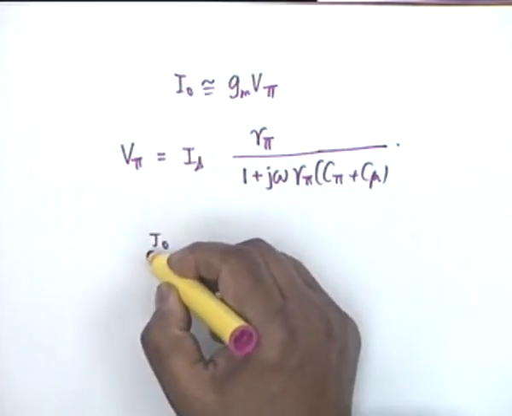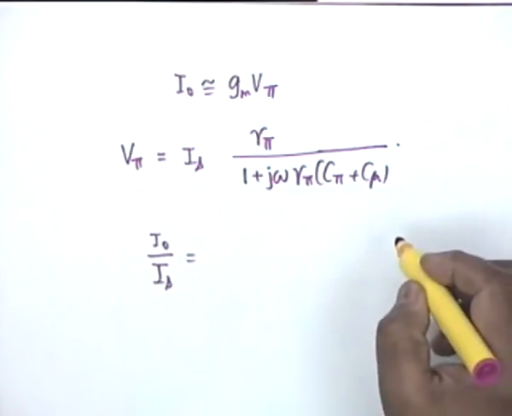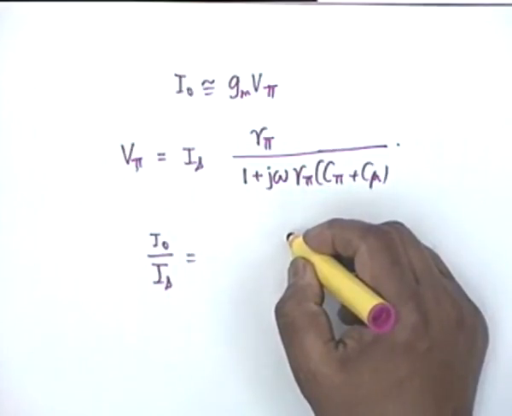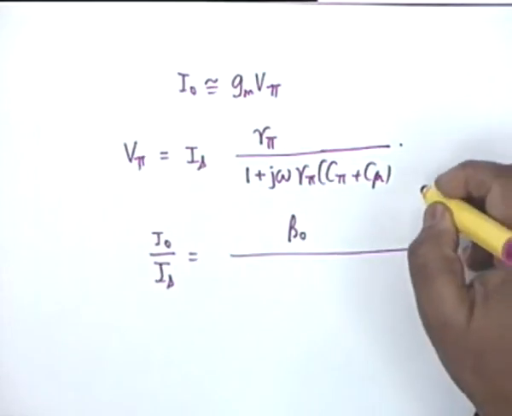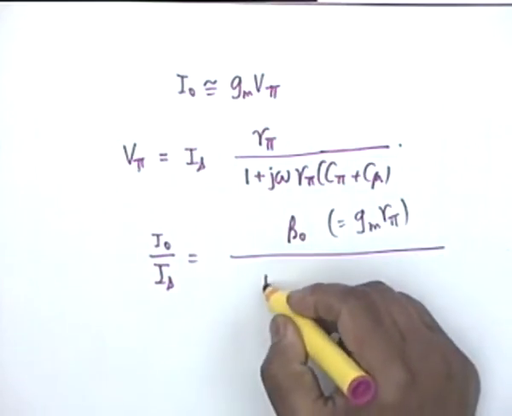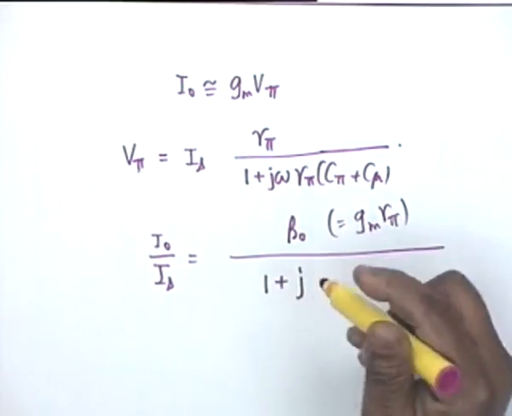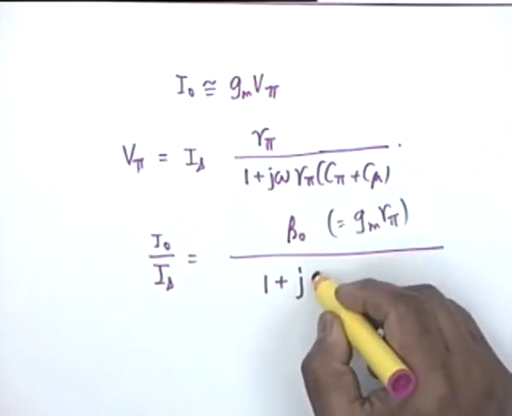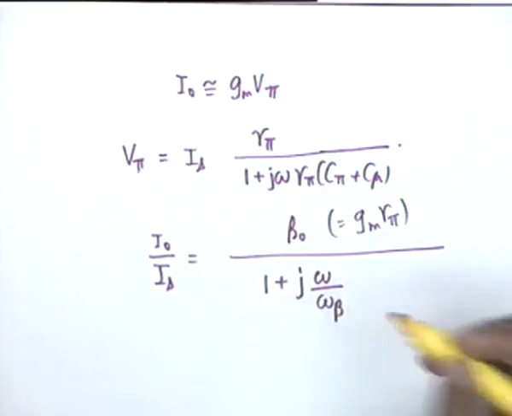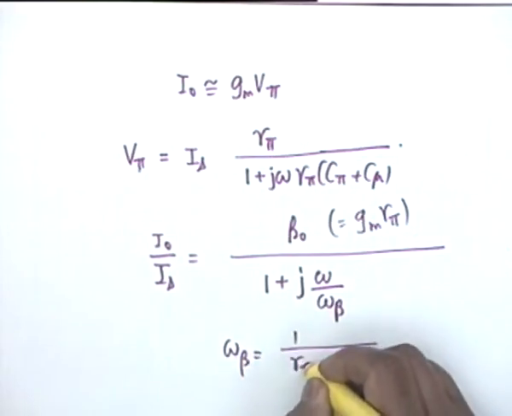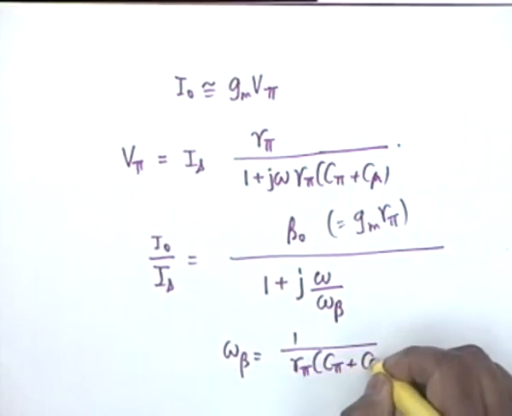And therefore I0 by Is would be equal to, if you substitute V pi here, you get gm R pi, which we shall call beta 0. Beta 0 is equal to gm times R pi divided by 1 plus j omega multiplied by this quantity. This quantity we call 1 by omega beta. That is, omega beta is equal to 1 over R pi times C pi plus C mu.